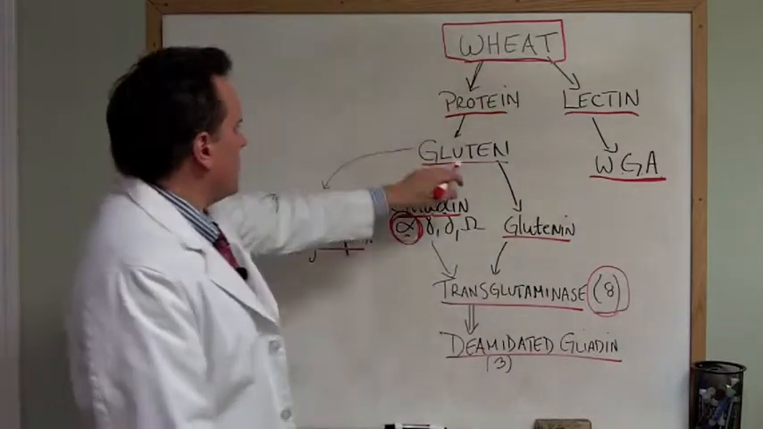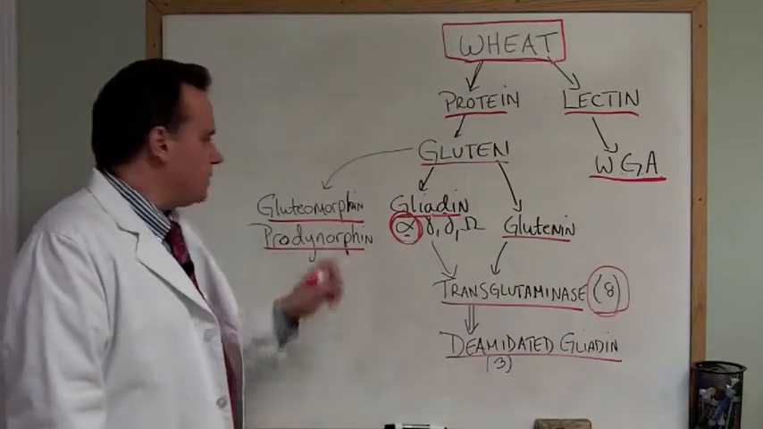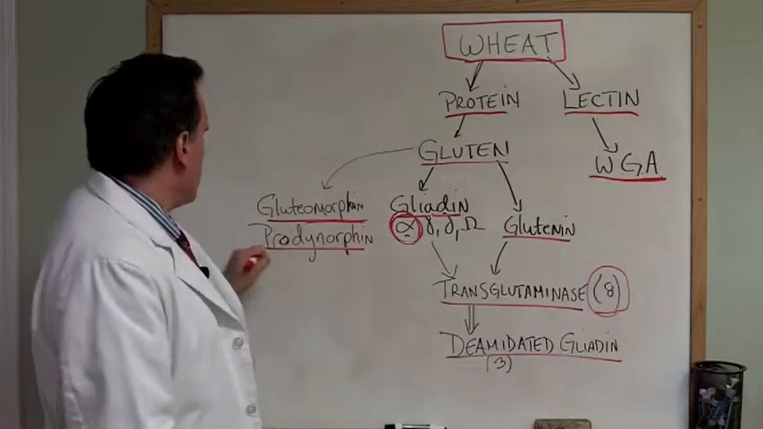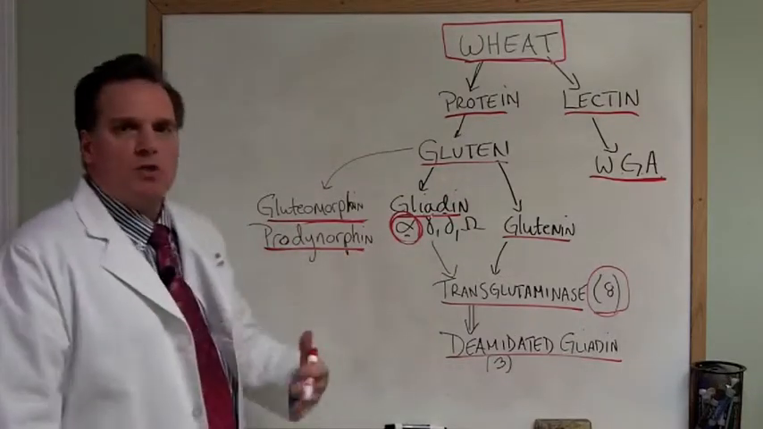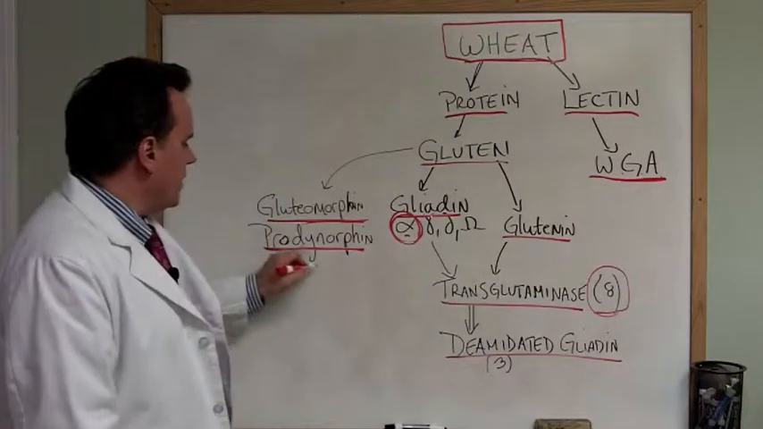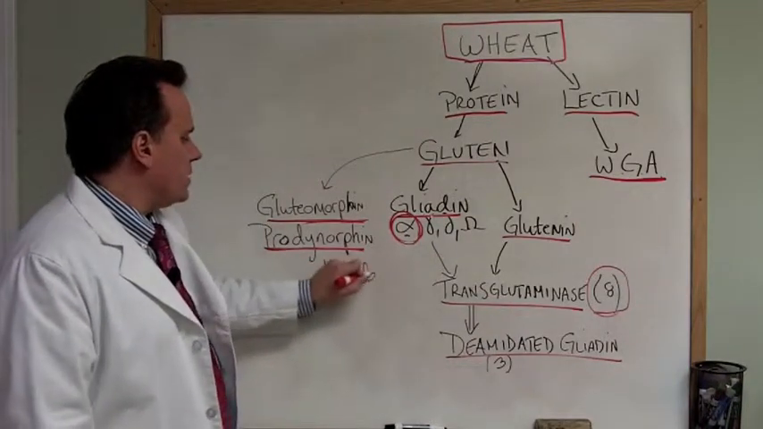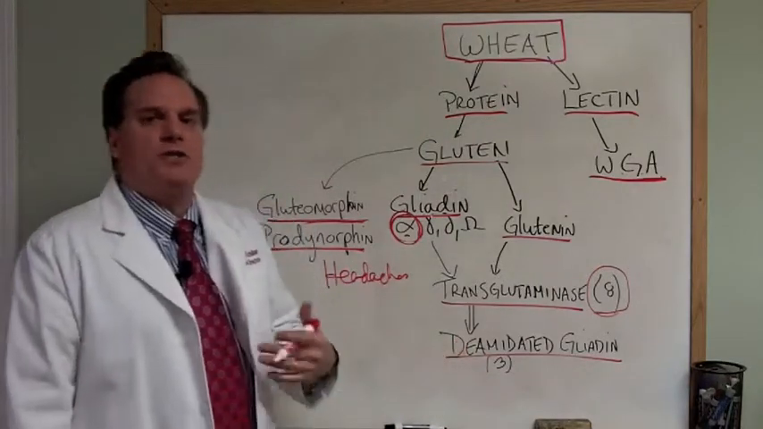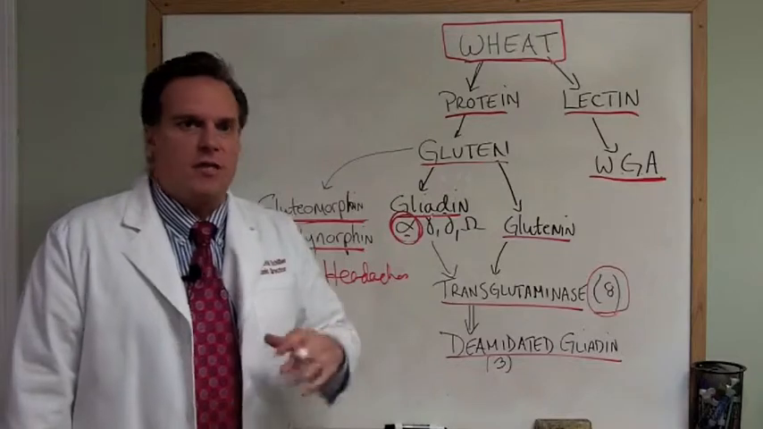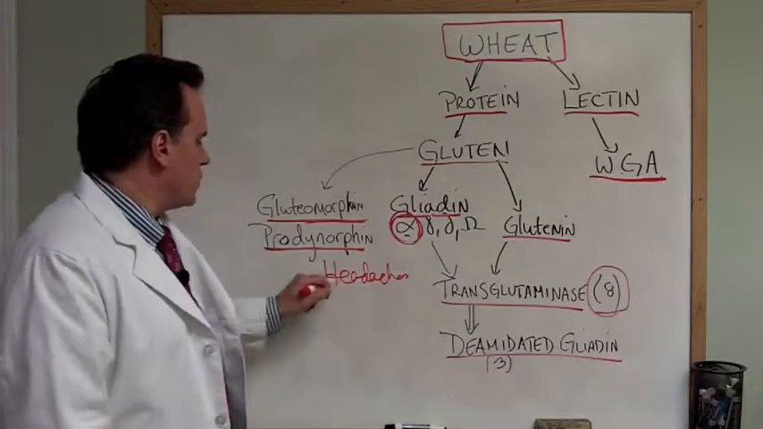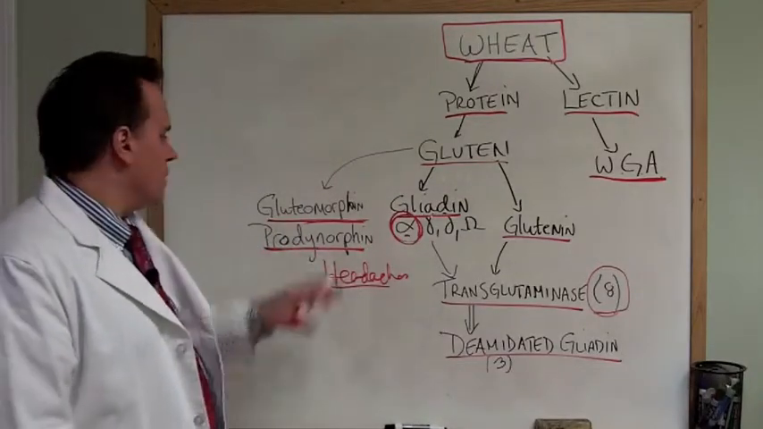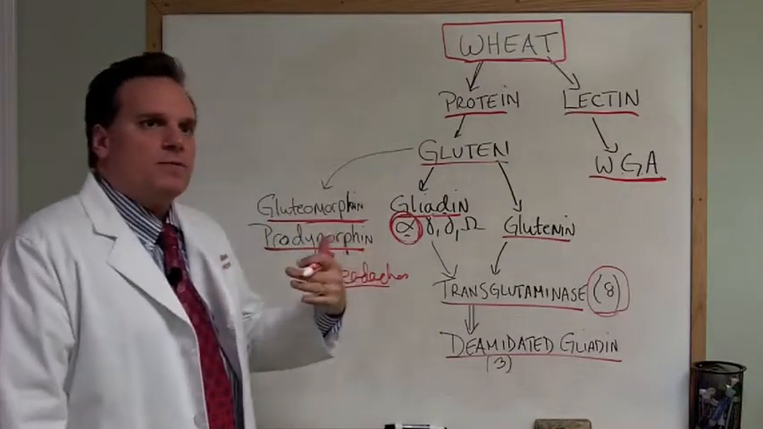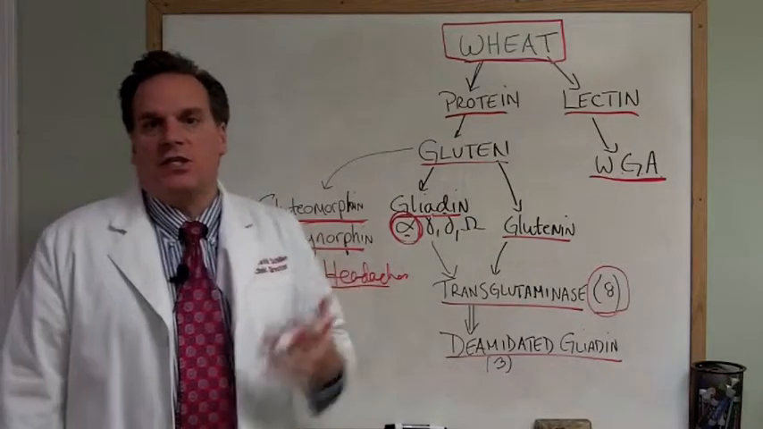Now on the other side, as it comes down to gluten, there are things called gluteomorphin. Gluteomorphin is what makes you addicted to gluten. Prodynorphin is what promotes pain in the body, particularly headaches and migraines. So if you've noticed that your headaches or migraines disappeared when you eliminated gluten, or if you're still experiencing headaches or migraines and you haven't eliminated gluten, this could be why, because of what is called prodynorphin. Gluteomorphin is what can react with your opiate receptors and create that addiction to gluten.